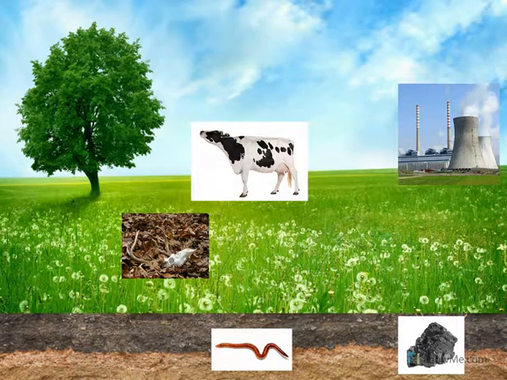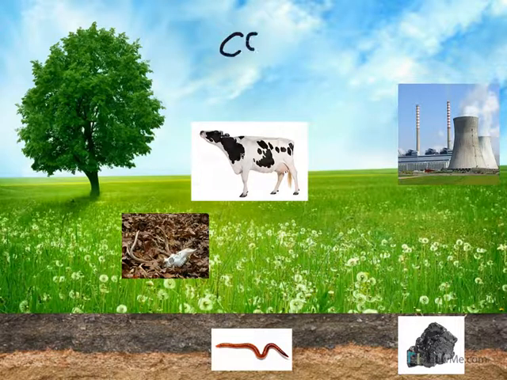Welcome to the carbon cycle. We are going to learn all about how carbon is cycled, hence it's called the carbon cycle. Okay, we're going to start off with carbon in the form of carbon dioxide in the atmosphere.